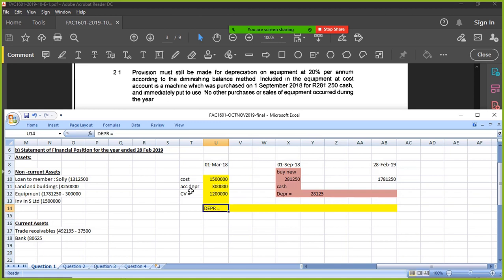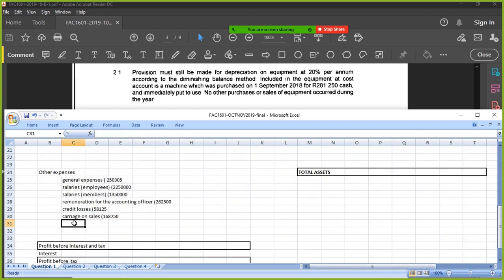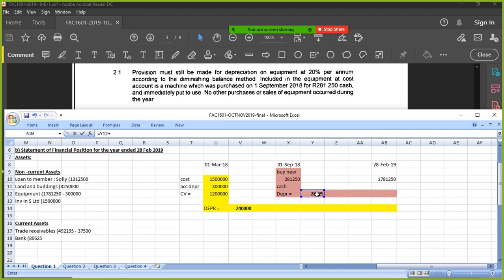So depreciation here would be 1.2 million times 20% for the whole year. All right, so there's your total depreciation. So you would literally do 28,125 plus 240. I hope that's correct. Let's just double check. 28,125, perfect.